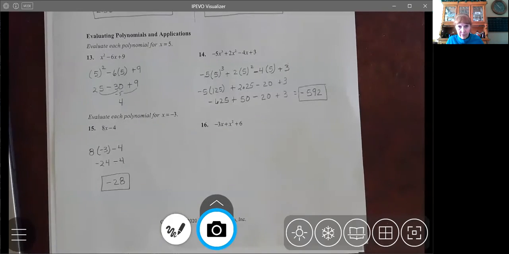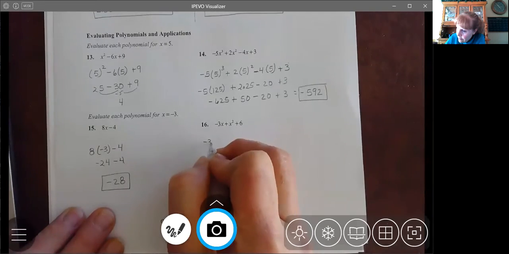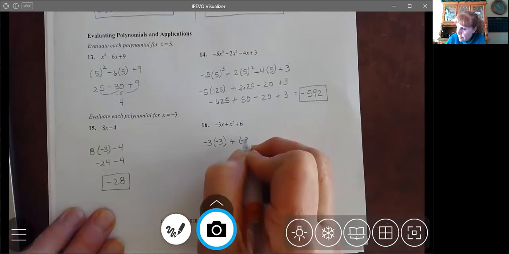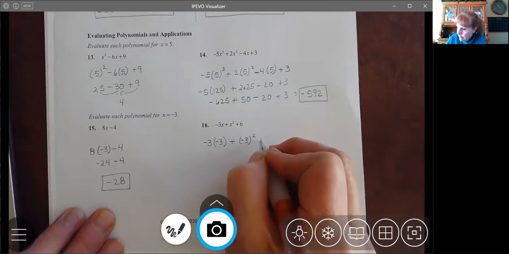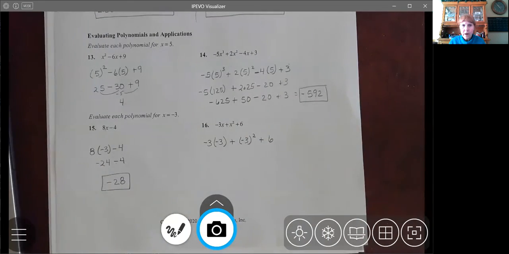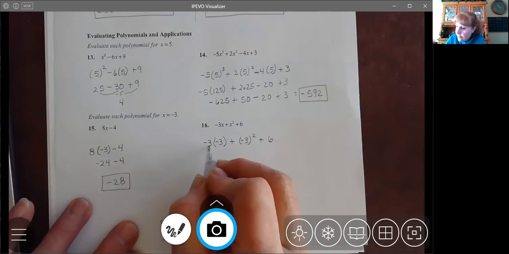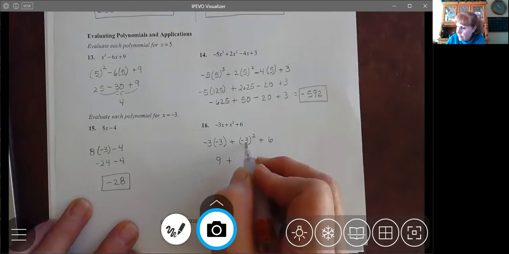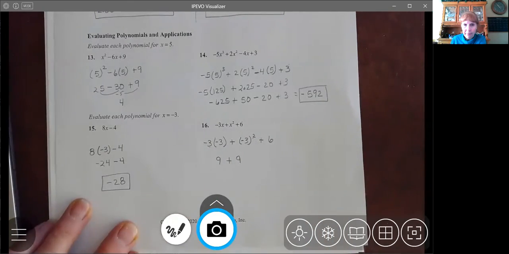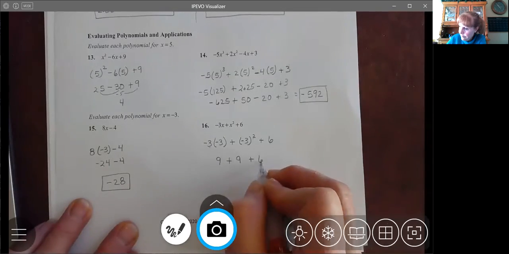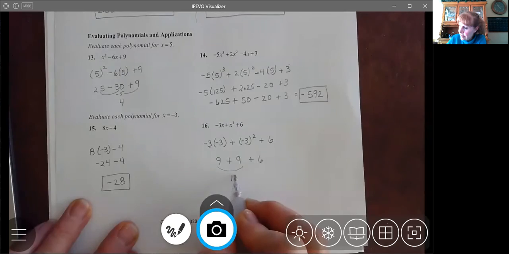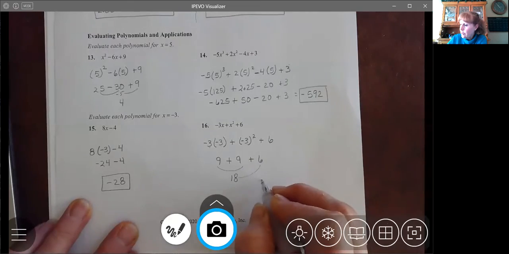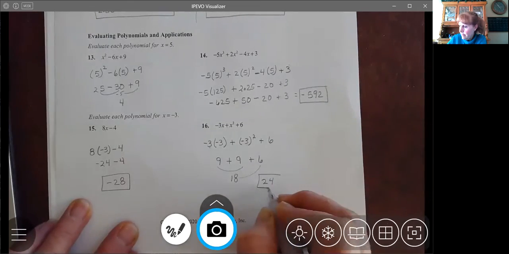Let's go ahead and substitute our -3 in for the next one. -3 times a -3 plus, you have to have the parentheses around it, plus 6. So we've got -3 times a -3 is 9. This squared, -3 squared is a +9, plus 6. So this gives you 18. Then you add the 6 into that answer and you come up with 24 as the answer.